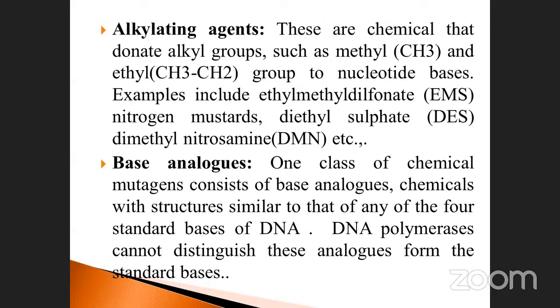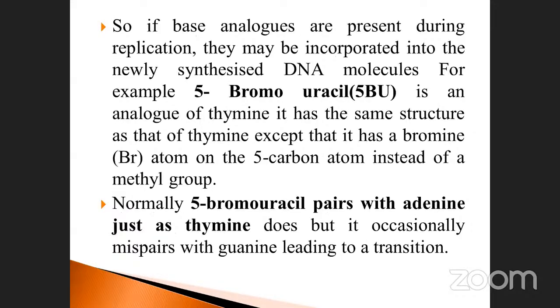Okay. So this is another point. 5-bromouracil, we already know about the 5th carbon atom; the bromo is also utilized. Normally 5-bromouracil pairs with adenine just as thymine does, but it occasionally mispairs with guanine, leading to the transition. Instead of thymine, there may be guanine. So this is the mismatch or mispair.